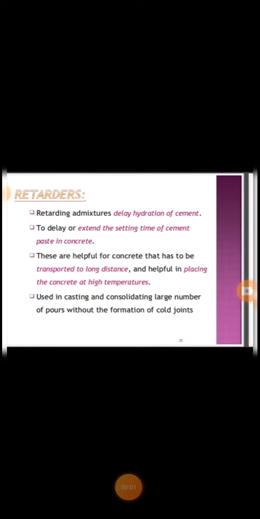This presentation includes 4 topics. They are retarders, retarding plasticizers, accelerator, and accelerating plasticizers. So the first topic is retarders.